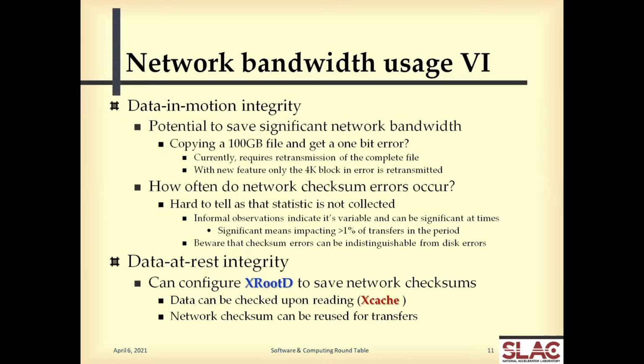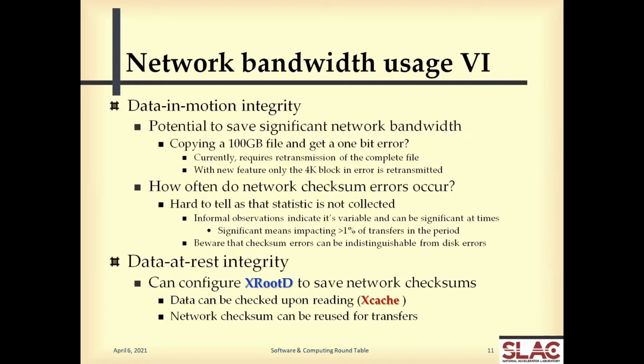So imagine you're copying a 100 gigabyte file and there's a 1-bit error somewhere in there. What do we do currently? Well, we transmit the whole file, we run a checksum on the file, we find out that the file is bad, and then we have to retransmit the whole file again. With this feature, you only retransmit the 4K block that has an error. In this case, if it's a 1-bit error, it's a 4K block overhead to get the file in good shape.